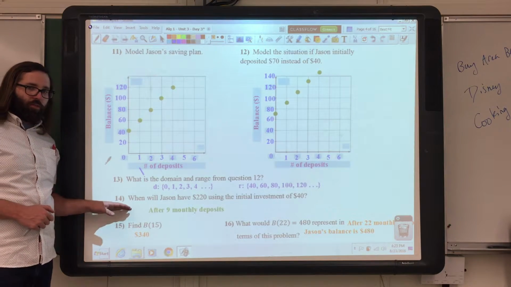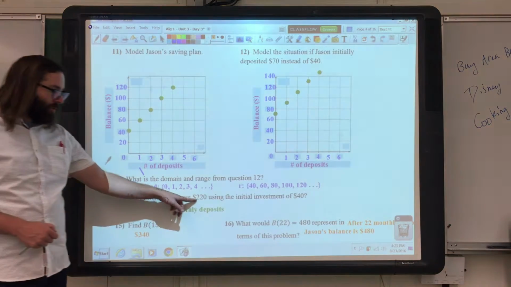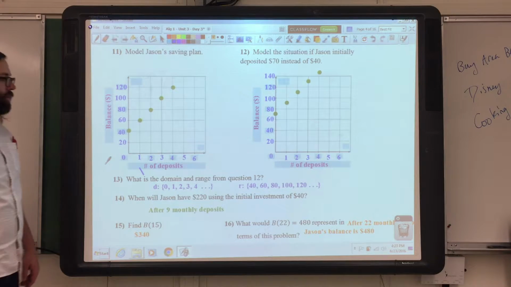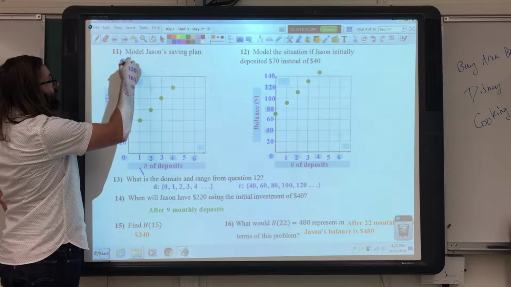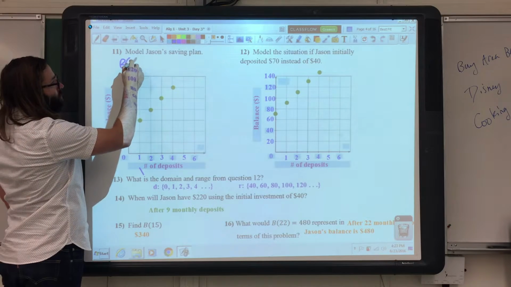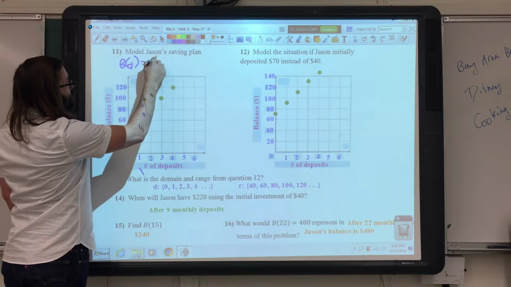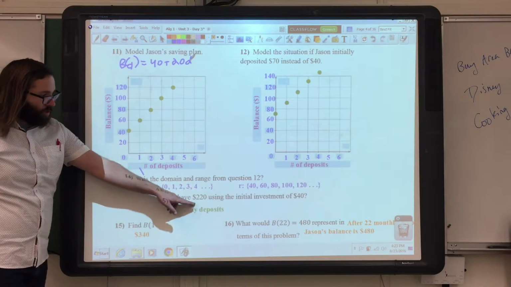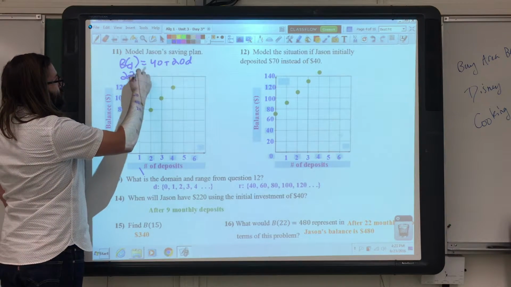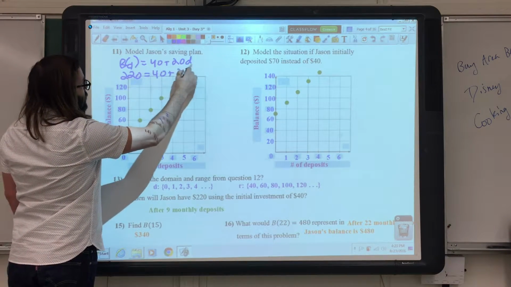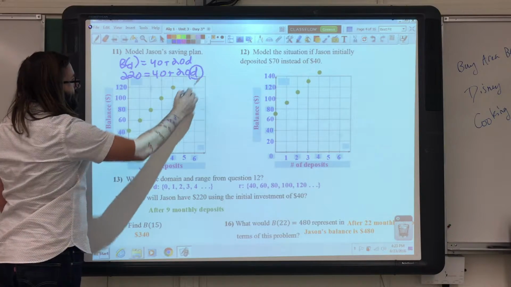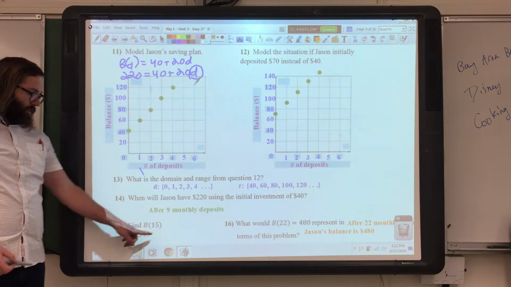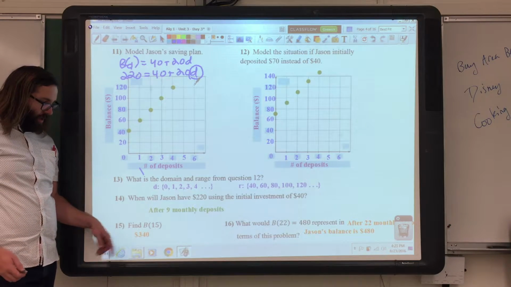Okay. 14 was asking you to predict when you would have 220. So all you do is you have your equation. Remember b of d equals 40 plus 20 times d. If we want 220, 220 equals 40 plus 20d. Solve for d. You end up with 9 months. If you made 15 deposits, you'd have $340.